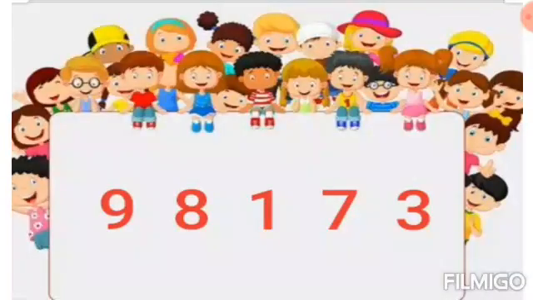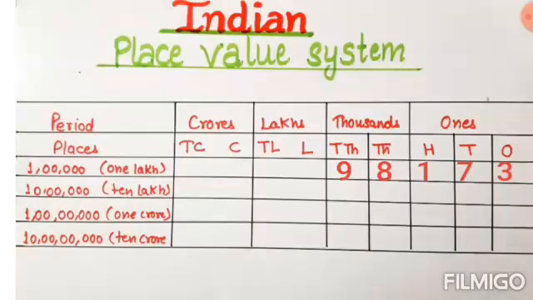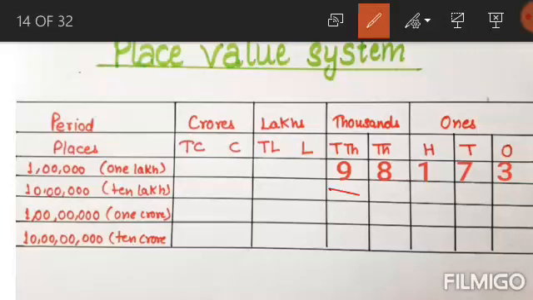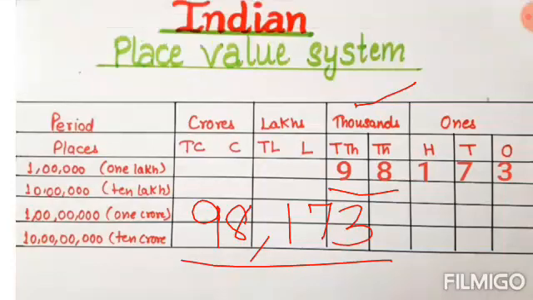Now 5 digits are given, we arrange them and we read it as 98,000. We read the periods along with the numbers, and 173. So here it is, the Indian place value system.